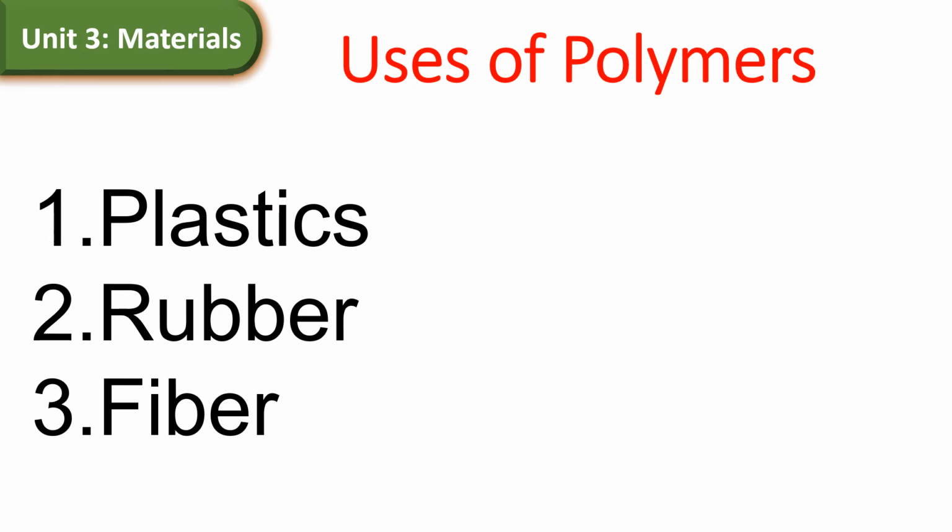Okay, so we cannot deny that polymers are very essential and very important to our lives. Since they are very important, we are going to classify them according to their common uses. Number one, you have your plastics. You have your rubber and also your fiber. Plastic, rubber, fiber.